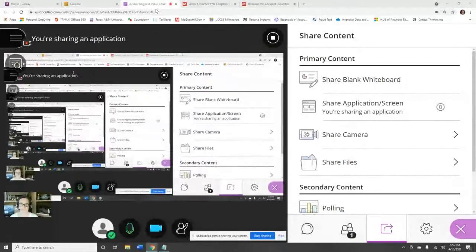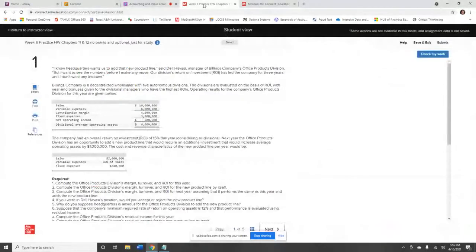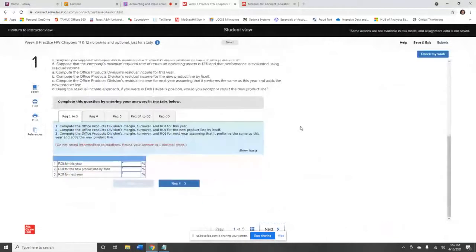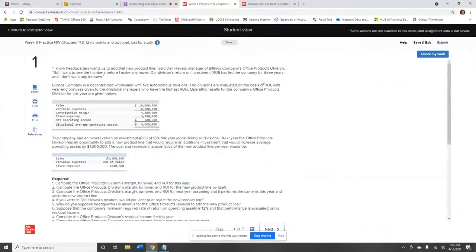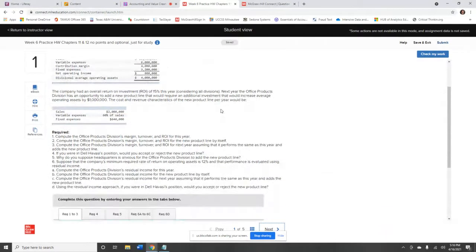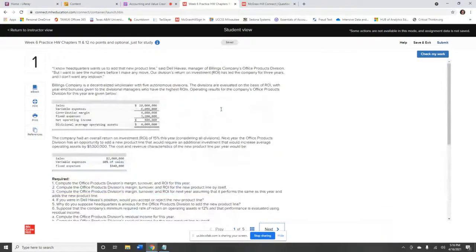So I need to share my screen with you. Looks like we're sharing. Okay. So this is the problem. This is the exact problem you have. So we'll just go through it together, and hopefully you'll understand it pretty well. So in this problem, we have a guy, Dell, and he's trying to figure out if he wants to add this new product line.